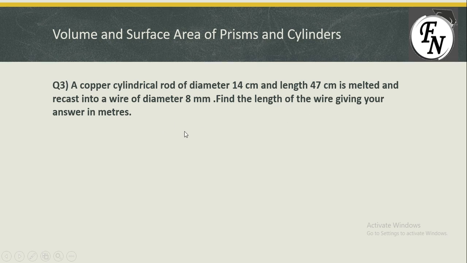So now we know that when we melt the rod, the whole of the volume would be converted into liquid, and then we will cast or shape that into wire. So the volume would remain fixed for that wire and rod both. So we need to find the volume first, then we need to find the length of the wire that can be made with that volume.